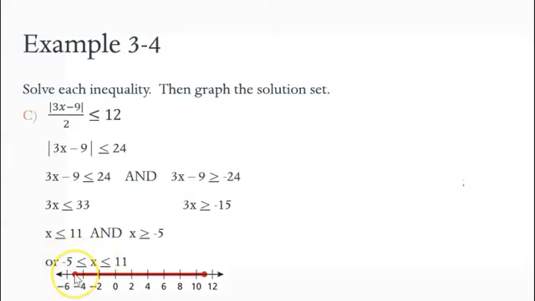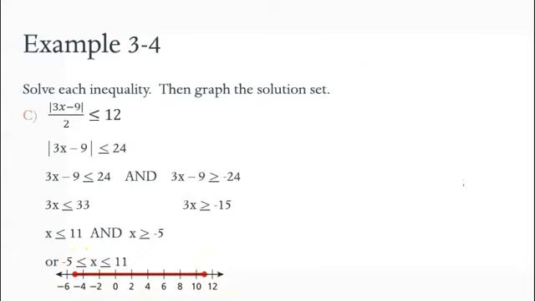Now, if you were to graph it, remember, this is an and inequality, so you only keep where it overlaps. So I start at negative 5, and I draw my arrow going in this direction. And then I start at 11, and I draw my arrow going in this direction, and I only keep the part that it overlaps. So I keep everything from negative 5 to 11, and nothing outside of that range.